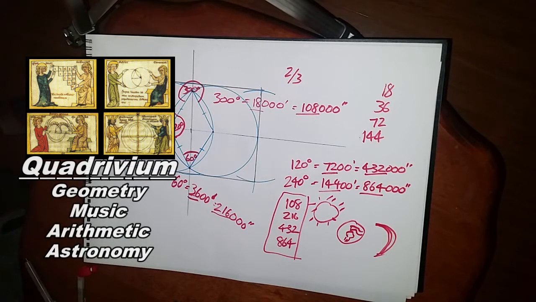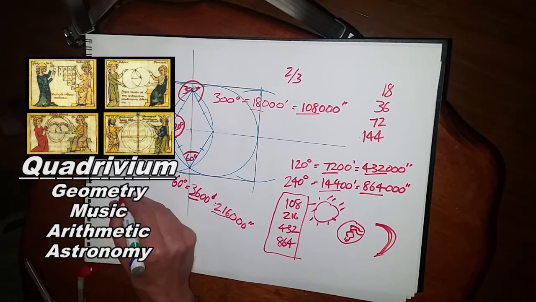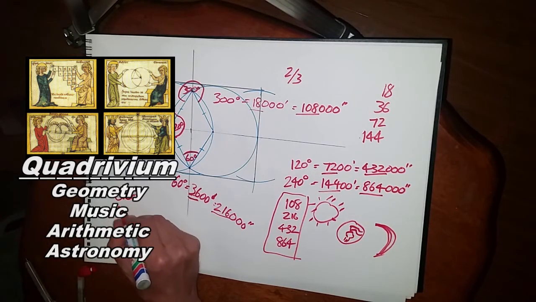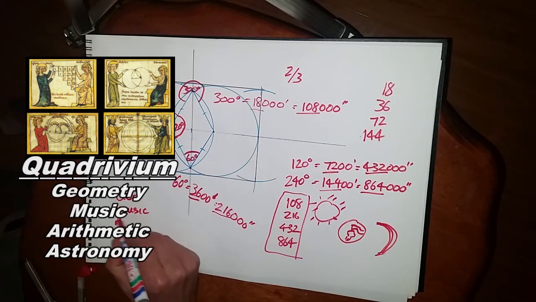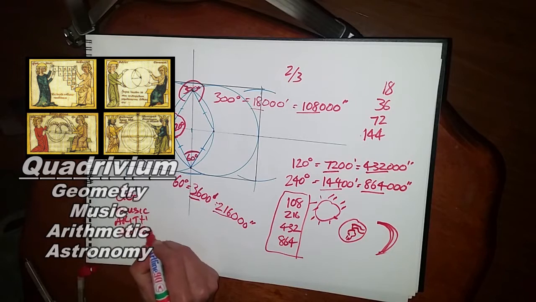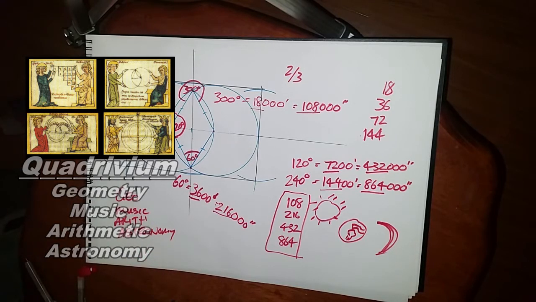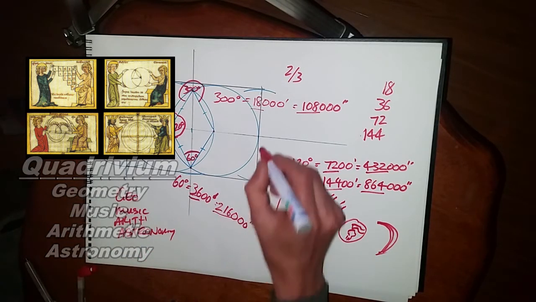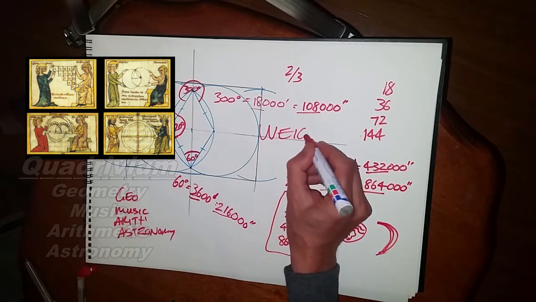Or the quadrivium. What is the quadrivium? We have geometry, music, arithmetic, and astronomy. And these are all aspects which have strong connections to weights and measure.